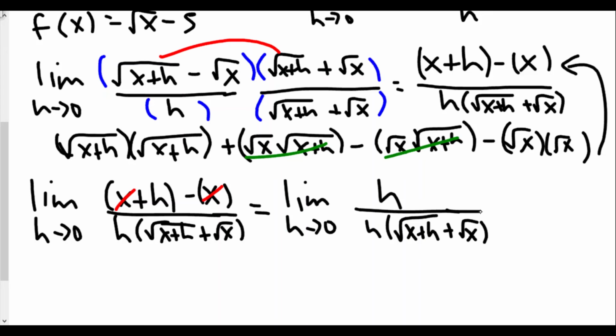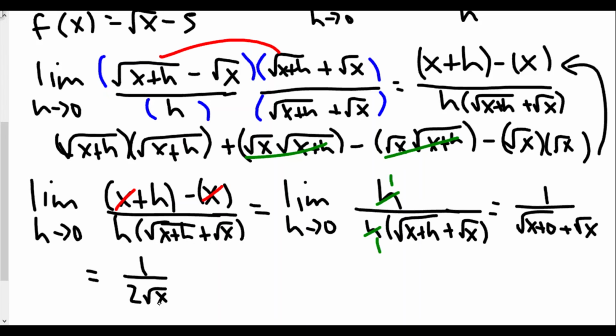And so before we plug in 0 now, we still have 0 over 0. But what we can do is simplify the h's out, so we have 1 and 1. And so at this point, we can plug in the 0. So we have 1 over the square root of x plus 0 plus the square root of x, which means the limit will be, in this case, 1 over 2 square root of x.